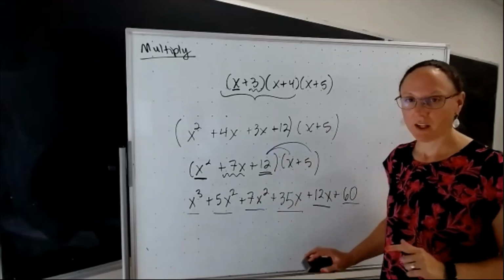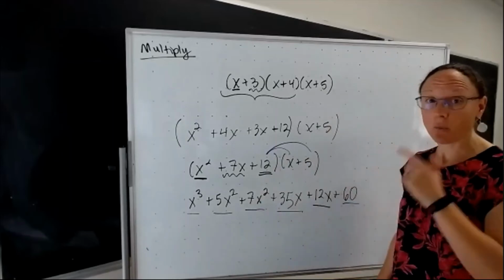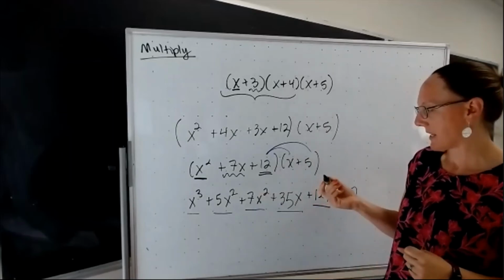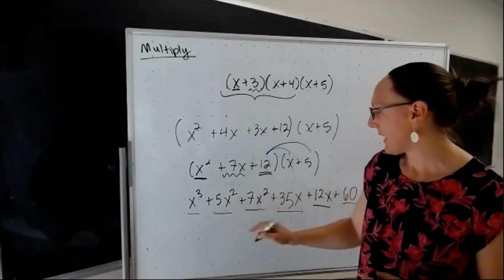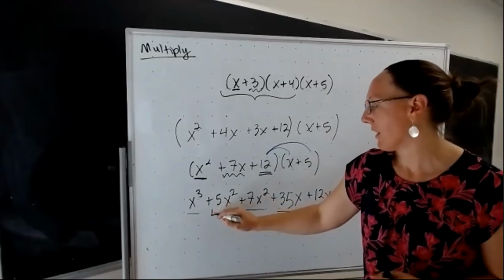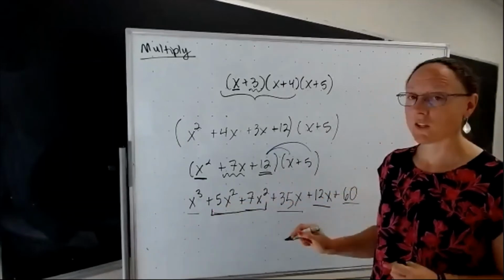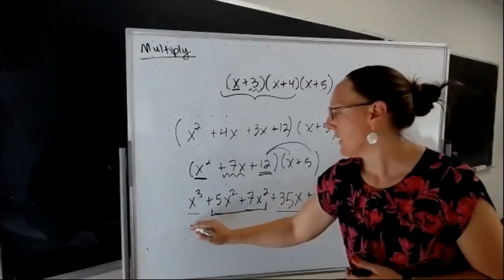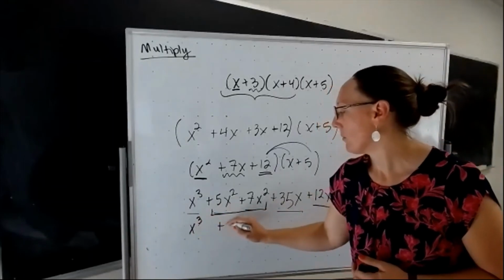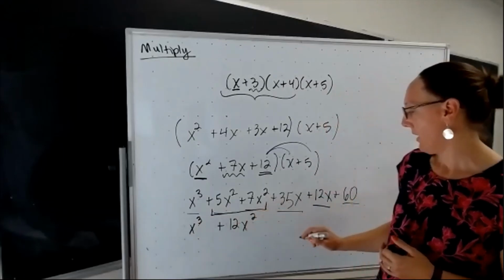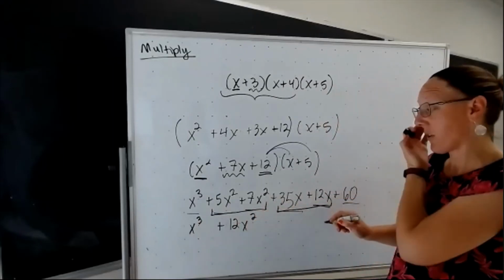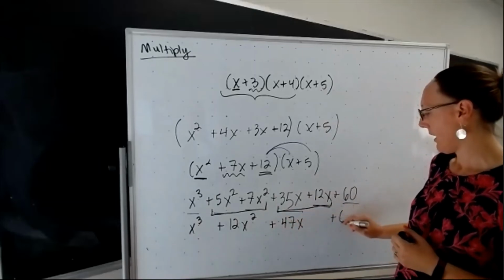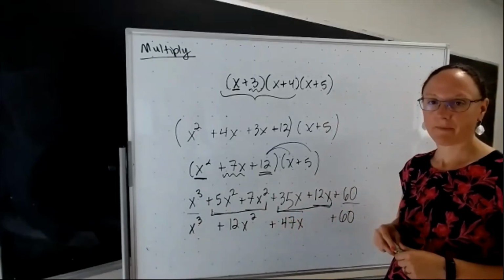Okay. I'm going to erase this. Oh no, we were going to combine like terms. Ooh, okay. Don't skip that step. So in terms of like terms, I've got an x cubed, and then I've got 2 of these x squared terms. So 5 plus 7 is going to give me 12x squared. So I'm looking at x cubed plus 12x squared. My x terms, 35 and 12 looks like 47x, and then plus 60.